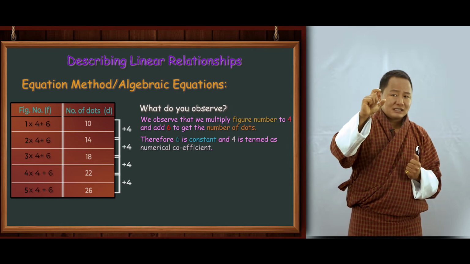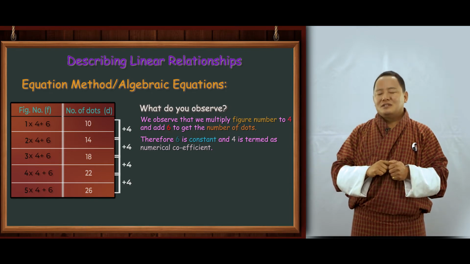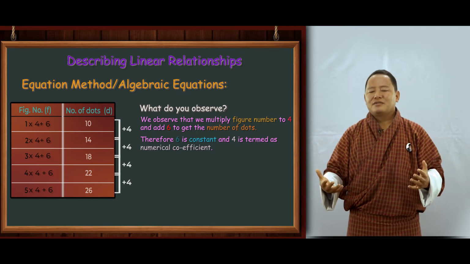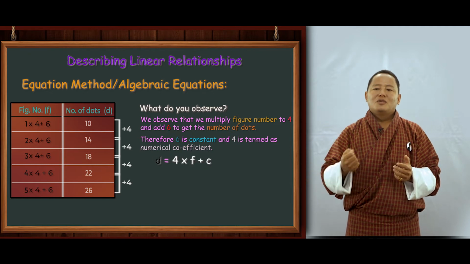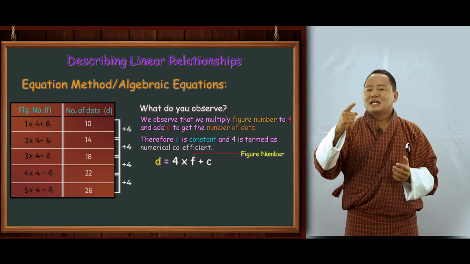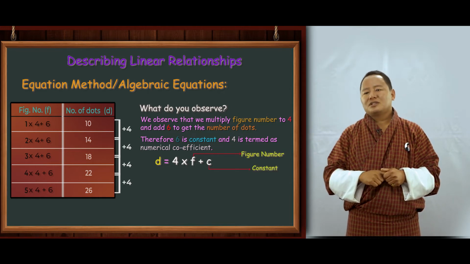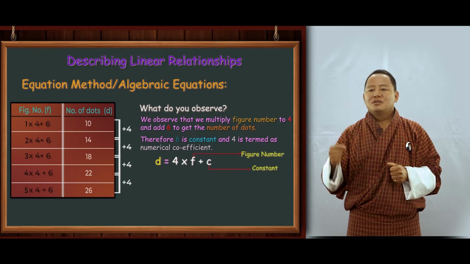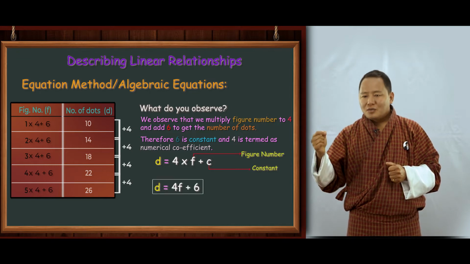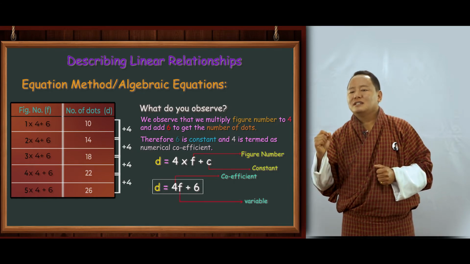So therefore 4 is considered a numerical coefficient. So for this table or for this relation, to calculate d, the number of dots for any figure number, it equals 4 times f plus c, because f is the figure number and c is the constant, right? So therefore the proper equation is d equals 4f plus 6, where 4 is the coefficient, f is the variable and 6 is the constant.